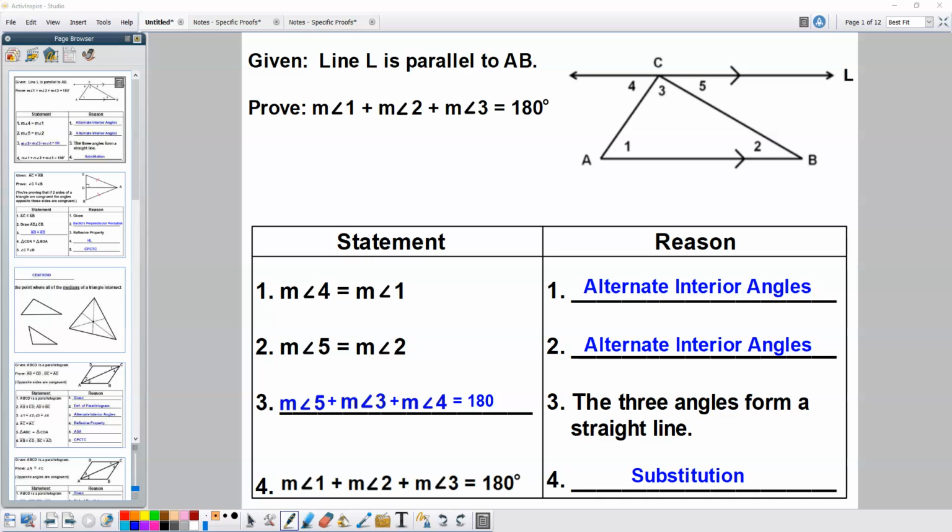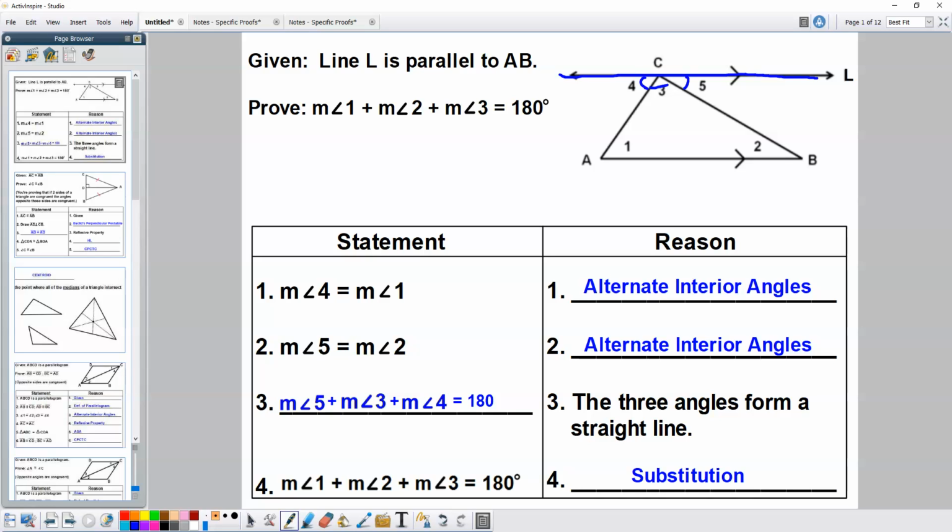So it says that 4 is congruent to 1, or measure of 4 is equal to measure of angle 1. Those are alternate interior angles. 5 and 2, those are alternate interior angles. And 5 plus 3 plus 4 up top equal 180 degrees. Well, that makes sense because they're all a straight line. So 5 plus 4 plus 3, they all add to give me 180 degrees.